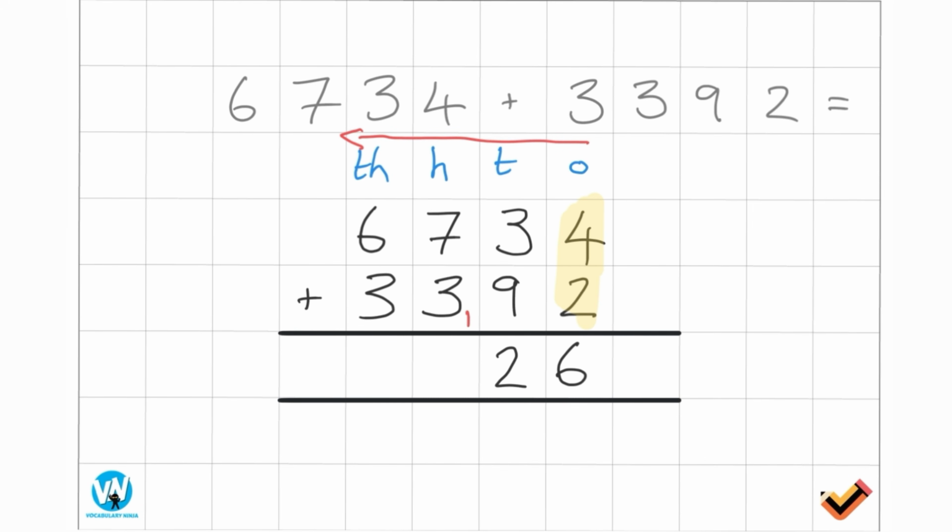7 add 3 is 10. Add the 1 is 11, which means we're going to carry another 1,000 over into the thousands column. And then we've got 6 add 3 is 9. Add the additional 1 is 10, which means we carry over 10,000. We'll just do that in red.